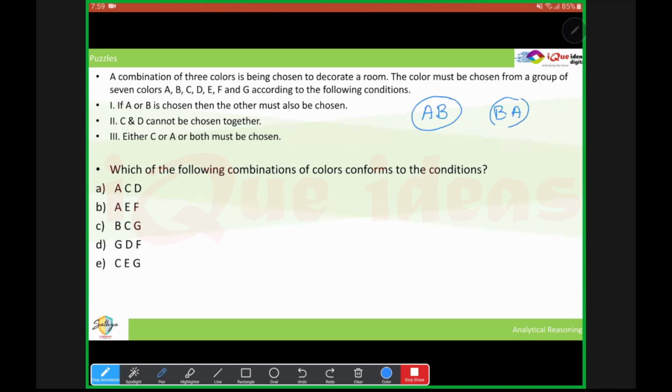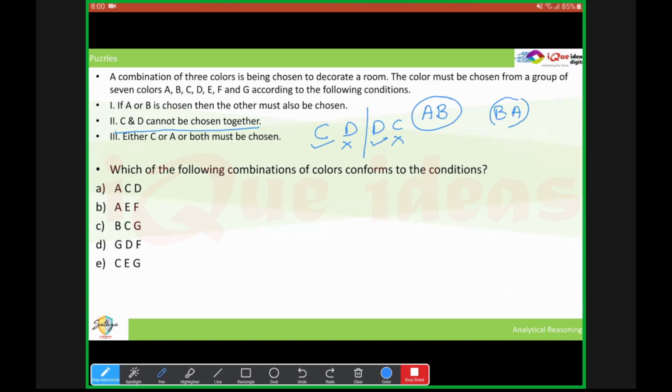The second condition says C and D cannot be chosen together, which means if C is there, D cannot be there, and if D is there, C cannot be there. Only one of D and C can be there; both can never be together.